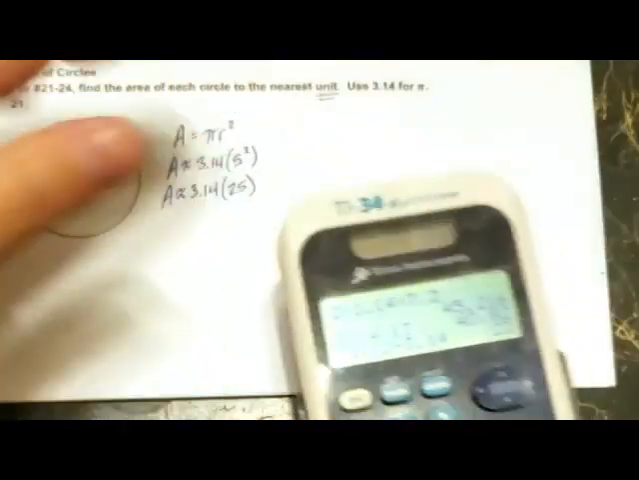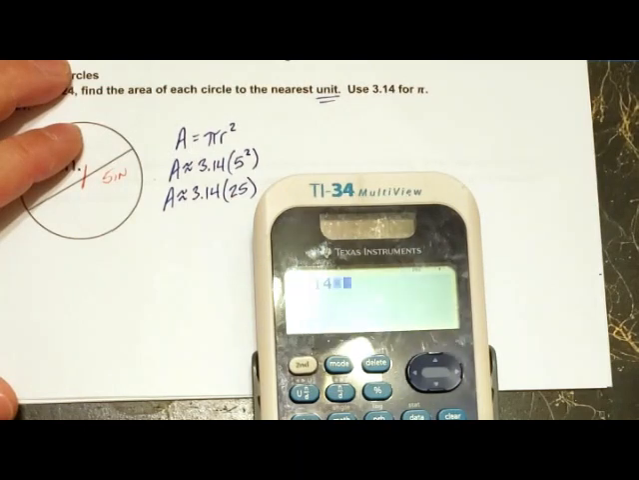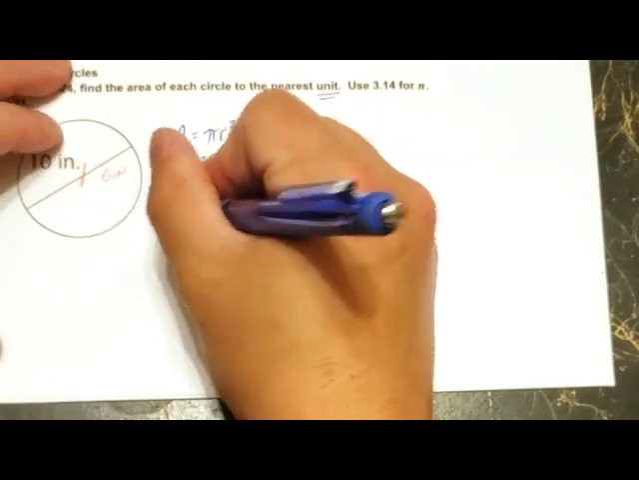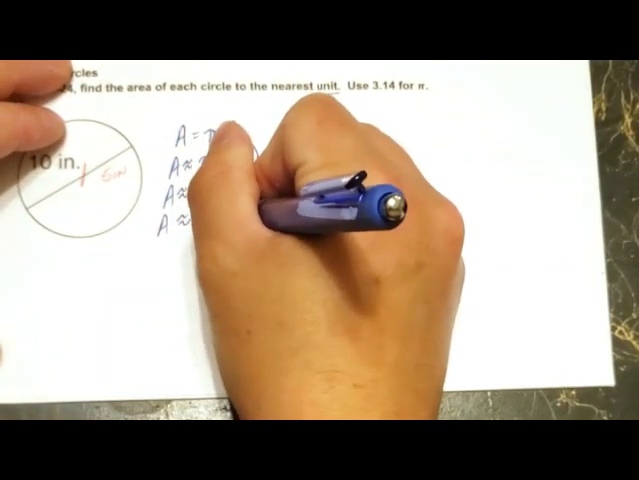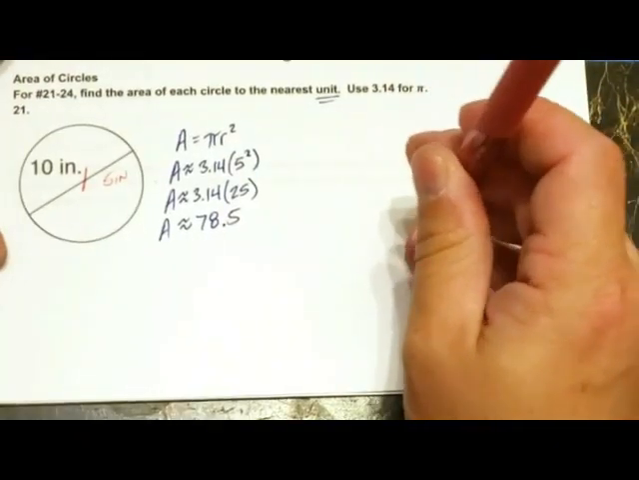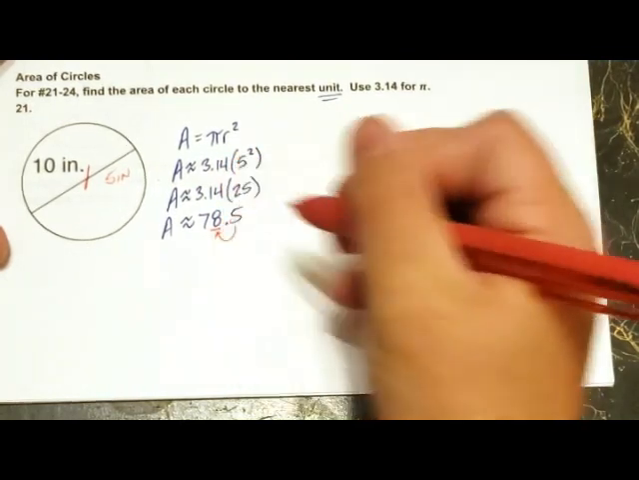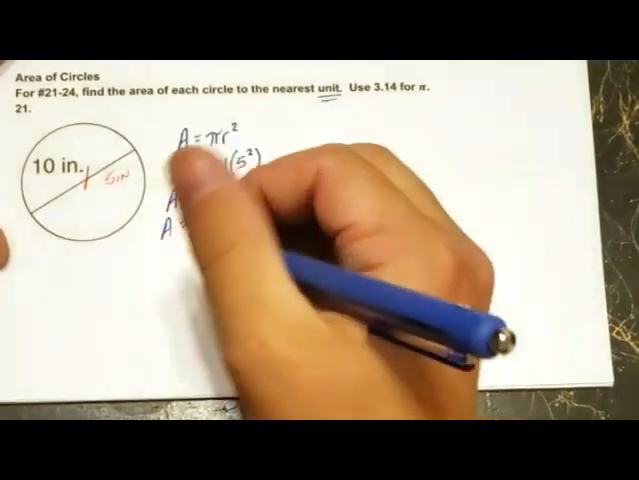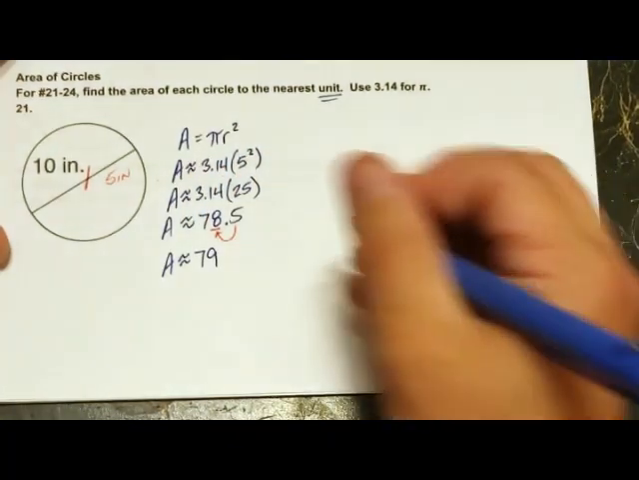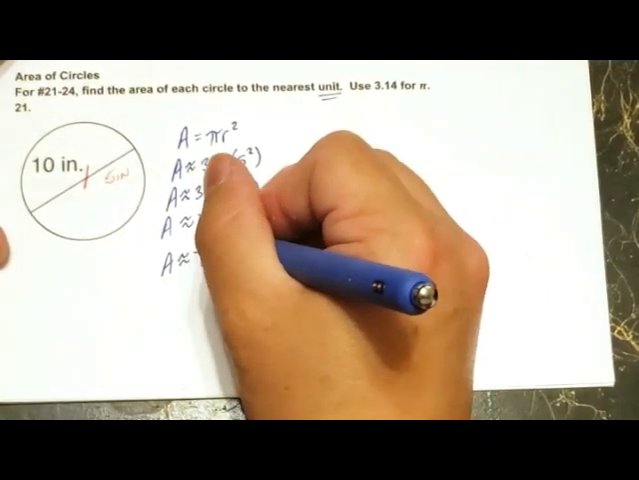Then we can, well, we could have used our calculator for that too, but then we do 3.14 times 25, and we get 78.5. And that would almost be the answer, except it says round to the nearest unit, so the nearest ones place. So if it's 5 or above, it pushes the number in front of it up. So that would be 79 inches squared, because area is always your unit squared.